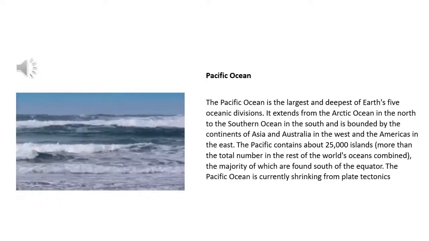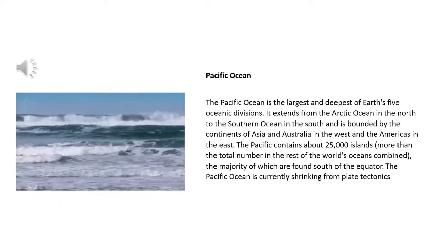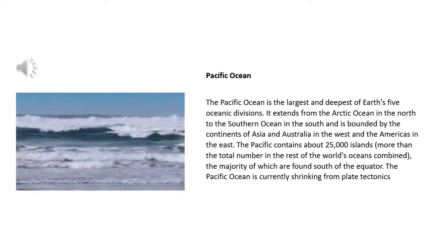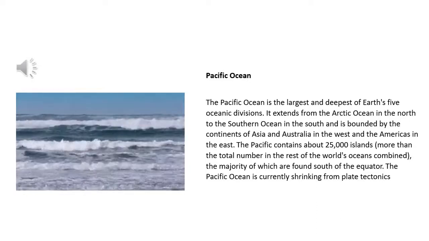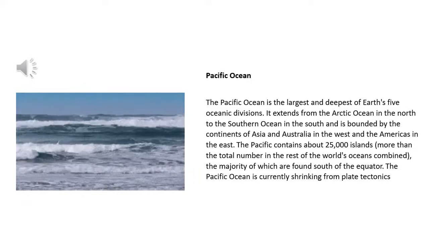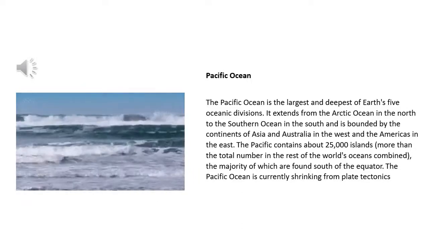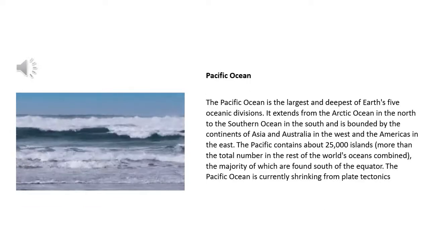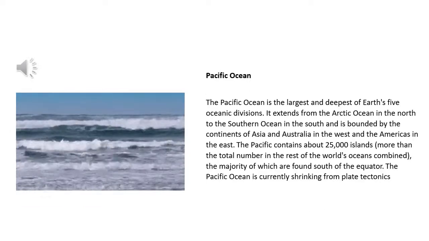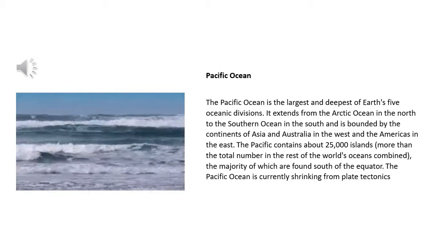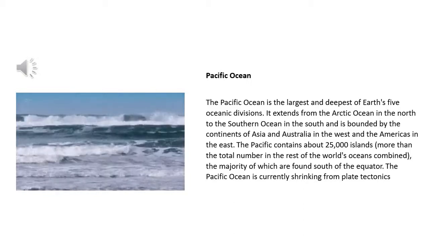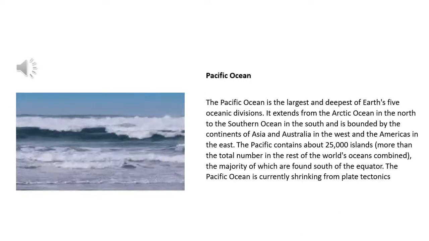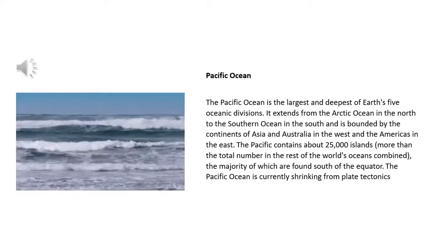Pacific Ocean. The Pacific Ocean is the largest and deepest of Earth's 5 oceanic divisions. It extends from the Arctic Ocean in the north to the Southern Ocean in the south and is bounded by the continents of Asia and Australia in the west and the Americas in the east. The Pacific contains about 25,000 islands, more than the total number in the rest of the world's oceans combined, the majority of which are found south of the equator. The Pacific Ocean is currently shrinking from plate tectonics.